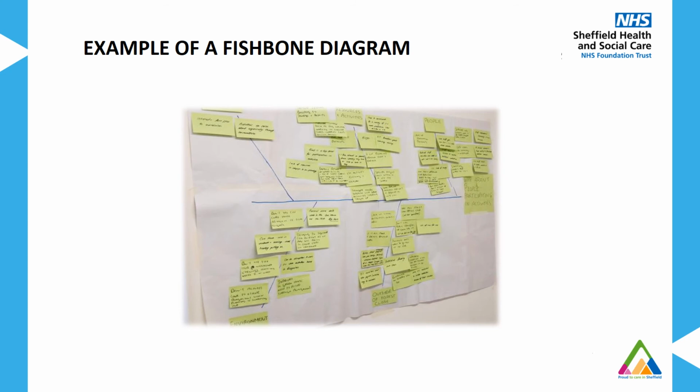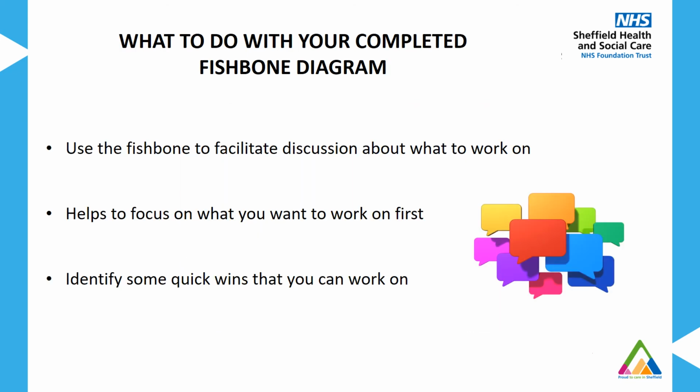Each post-it contains a different possible cause, and you can see that they are grouped into categories. You can either just take a photo of this fishbone you've created and share with the group, or you can type it up so it looks more like the one on the previous slide. Once you've completed your fishbone and feel like you've unpicked the problem, it will allow discussion about what you can work on. Having all the causes visually grouped together can help you focus on what you might want to work on first. There might be lots more causes than you initially realised, and you may be able to identify some quick wins that you can work on quickly.